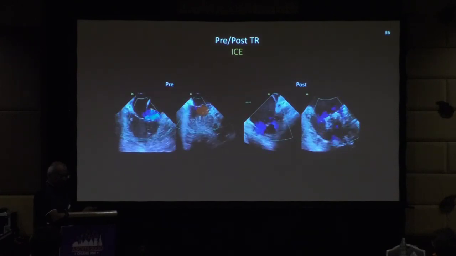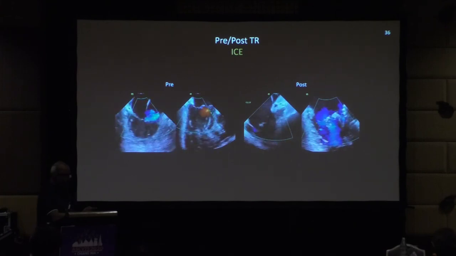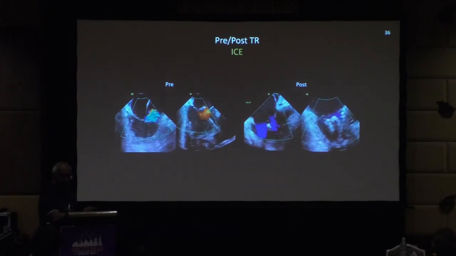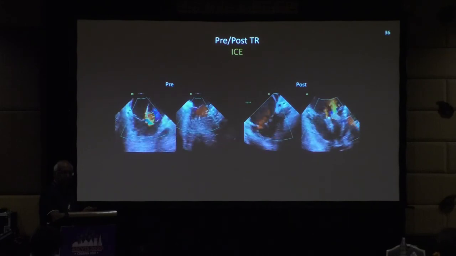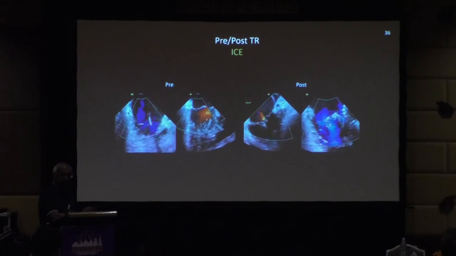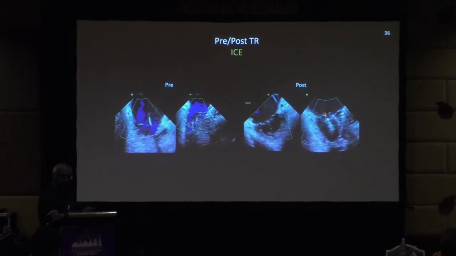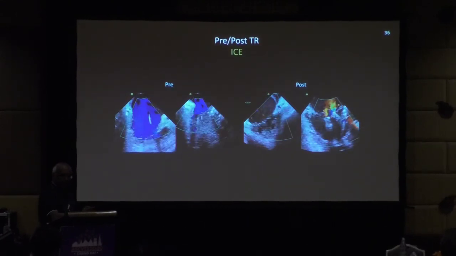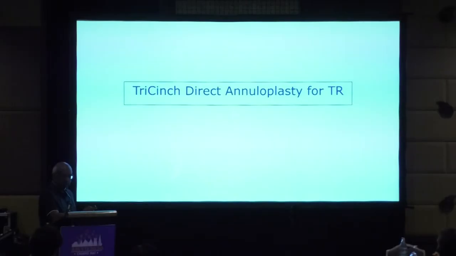And this is pre and post. You can see on the left side is the TR with a large PISA in the anteroseptal region, and that's entirely gone now. So significant reduction in TR. It's very unlikely that you're going to see zero TR with the tricuspid regurgitation clip technique.